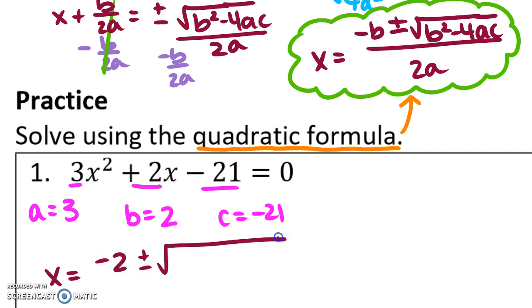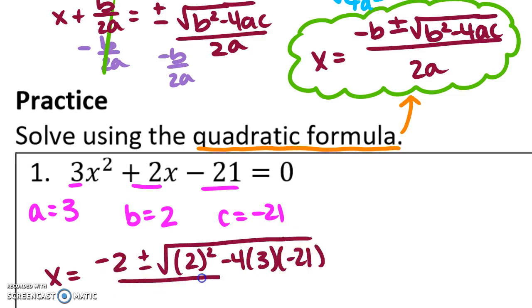So what that means is x equals negative b, or opposite of b, so negative 2 plus or minus the square root, and when you substitute in, put it in parentheses, 2 squared minus 4 times 3 times negative 21, all over 2 times a, which is 3.